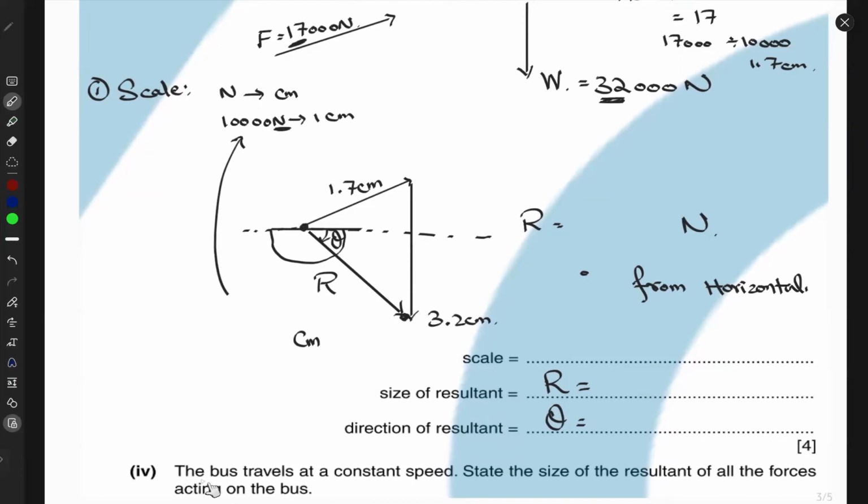Now, there's this very small part. It says that the bus travels at a constant speed. So the speed of the bus is constant. That's actually a very important point over here. State the size of the resultant of all of the forces which would be acting on the bus. So the resultant of all of the forces, so that the speed of the bus is constant. What should be the resultant force in this case with constant speed? Anyone?